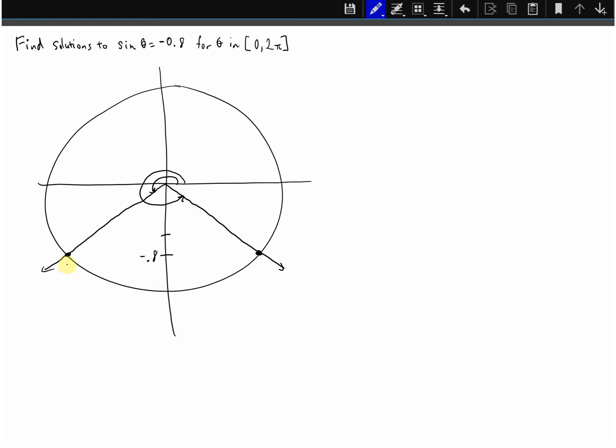Well, this point has an x-coordinate. We don't really care, so let me just draw a scribble there for that. But the y-coordinate is negative 0.8. This point as well has an x-coordinate we don't really care about, and the y-coordinate is again negative 0.8. If you wanted to find the x-coordinate, you would use x squared plus y squared equals 1. But again, we don't need that.